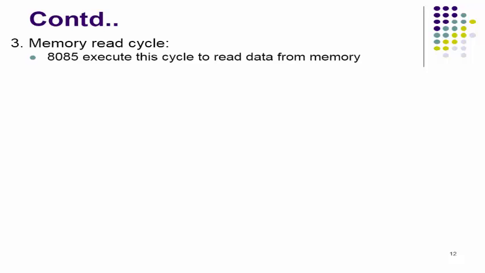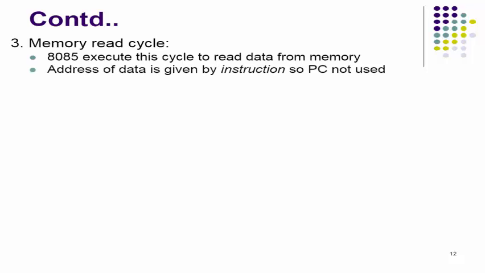Then the memory read cycle. As I told, the memory read cycle, or this particular machine cycle, is to read the data from memory. So 8085 executes this cycle to read the data from the memory. In this case, the address of data which is available in the memory is given by the instruction, not the program counter.